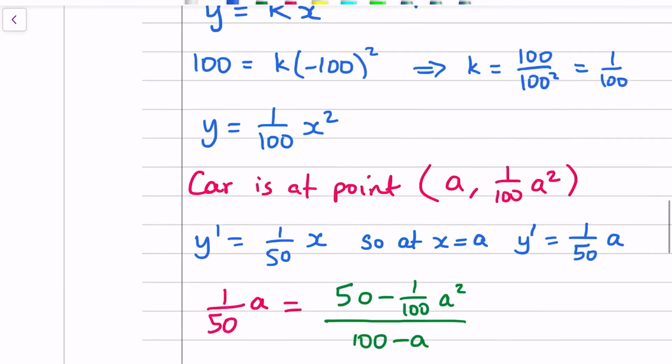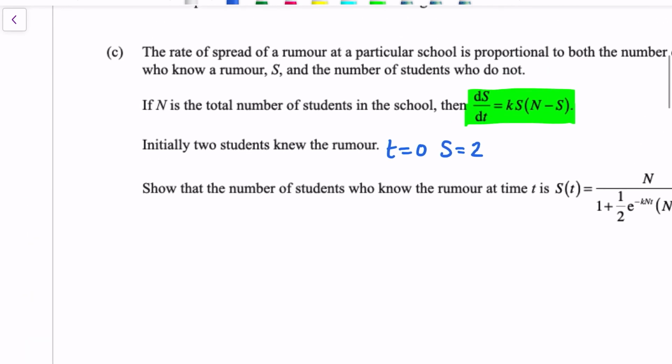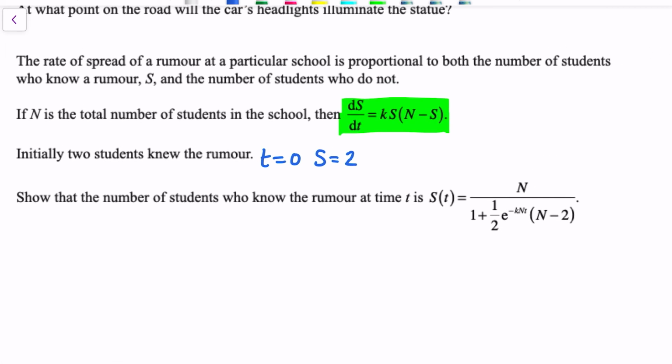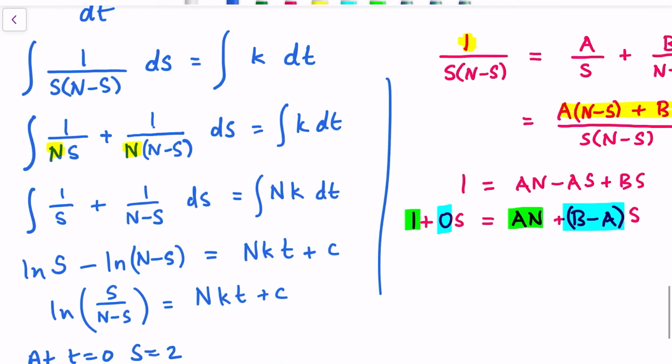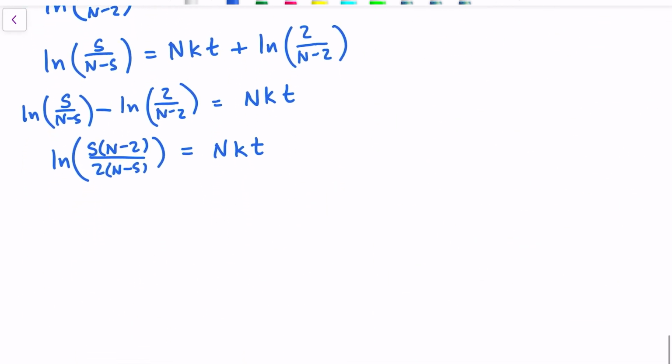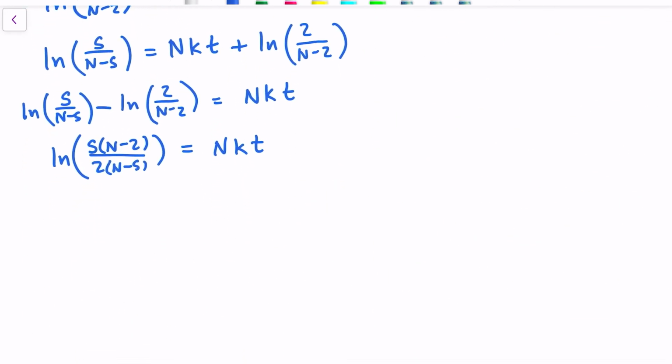Now let's look at the solution I'm heading towards. I've got an N in there and I've got a k in there. I've got rid of the c, that's cool, and I've got to make S the subject of it. Okay, so take e on both sides to get rid of the log. S(N minus 2) over 2(N minus S) equals e to the Nkt. Cross multiply.